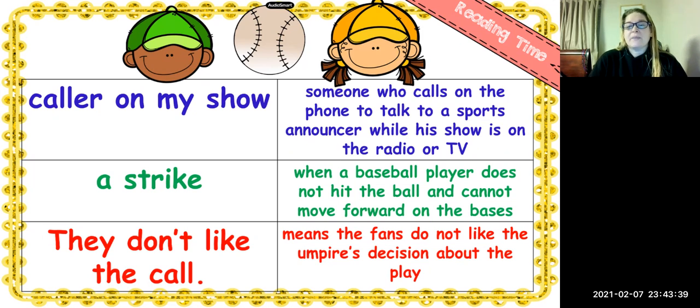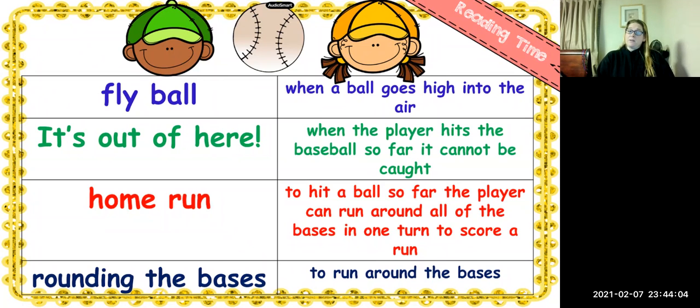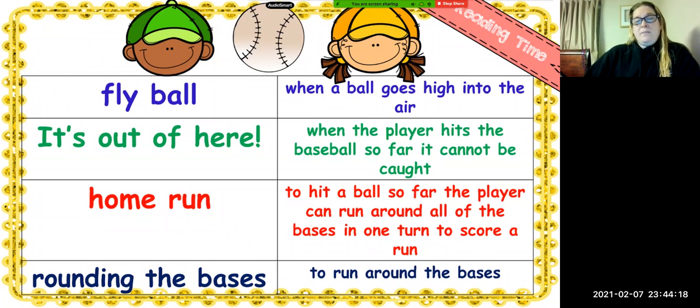And we have a strike, and that's when a baseball player does not hit the ball and cannot move forward on the bases. And they don't like the call means the fans do not like the umpire's decision about a play. A fly ball is when a ball goes high into the air. We have it's out of here, and that is when the player hits the baseball so far that it cannot be caught. A home run means to hit a ball so far the player can run around all of the bases in one turn to score a run. And then rounding the bases means you run around the bases.